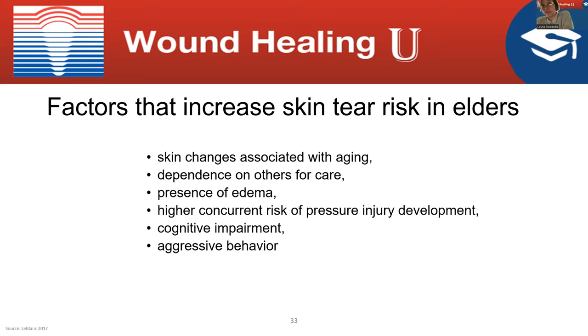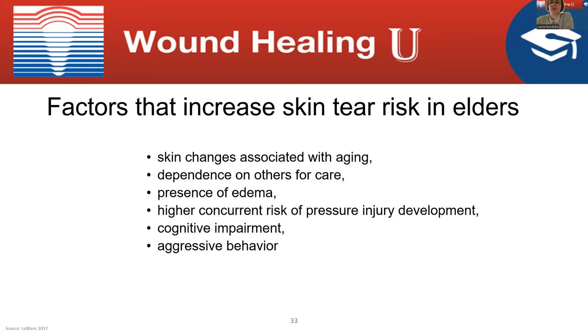Factors that increase the risk of skin tears in elders. As we all went through in the beginning, skin change is associated with aging, but there are a lot of clinical factors as well. Again, these are identified through research as factors that will increase the risk. A dependence on others for care. So we're looking at other people applying compression stockings, or grabbing onto their arms when they're transferring them in the home, that type of thing will lead to skin tears.